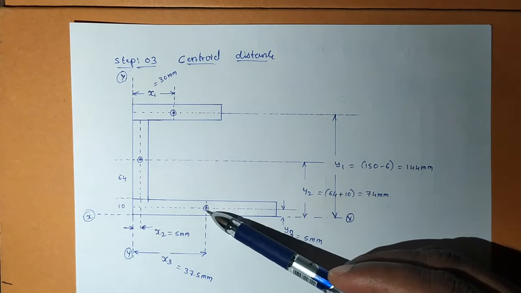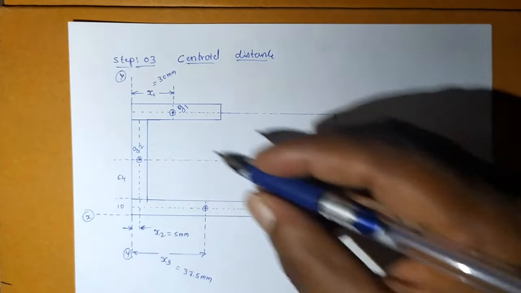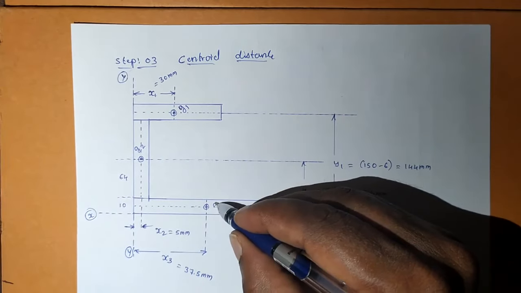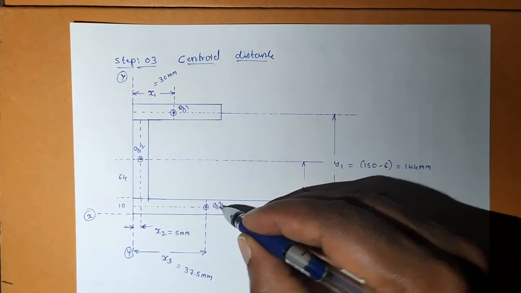This is the centroid of section number 1. It is called as G1. This is the centroid of section number 2. That is called as G2. This is the centroid of section number 3. That is called as G3. Now we need to mark the centroid of respective cross section area.